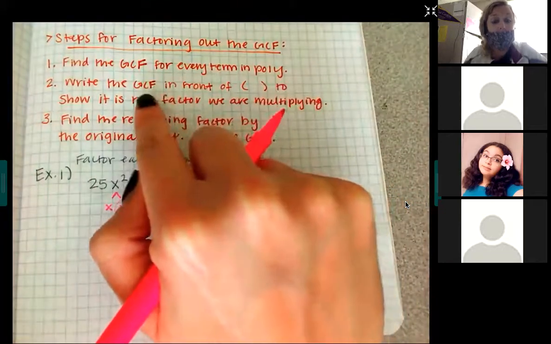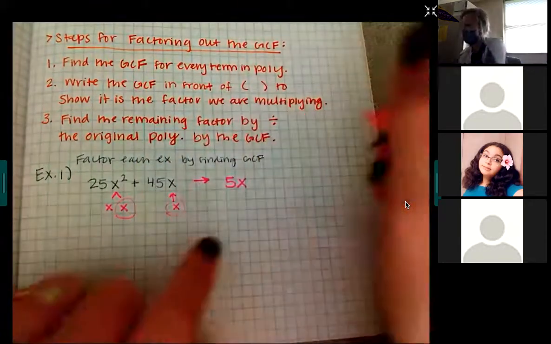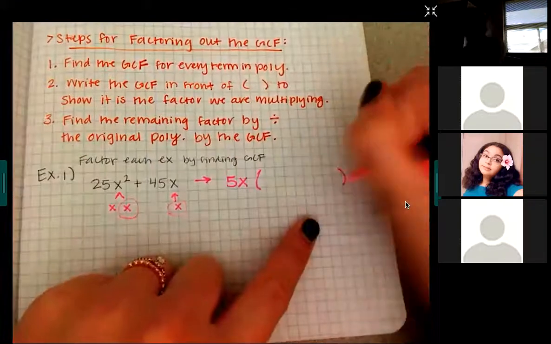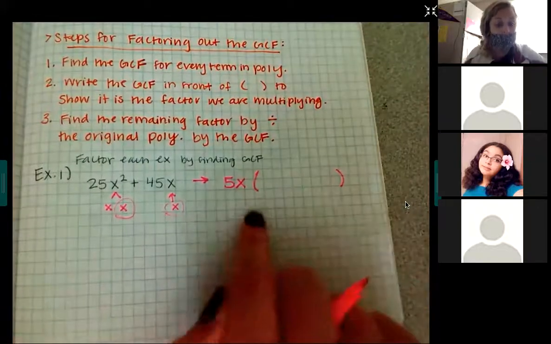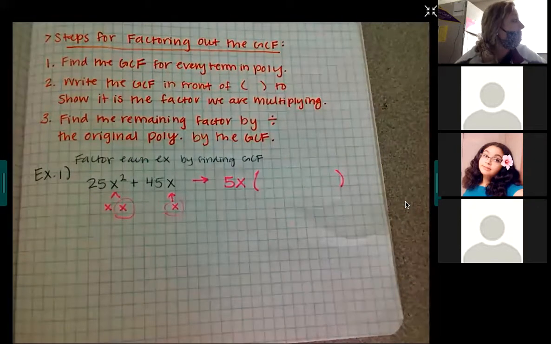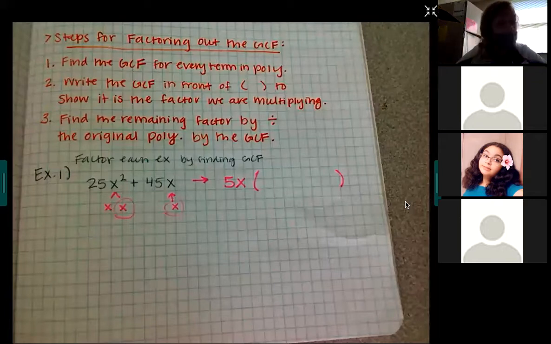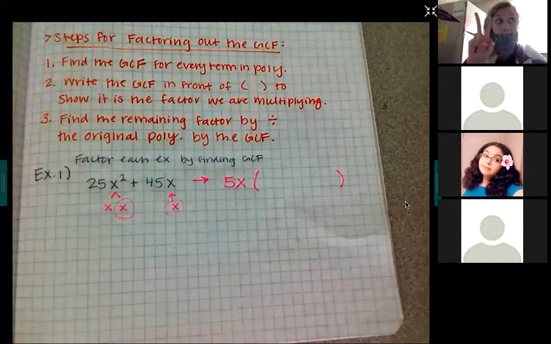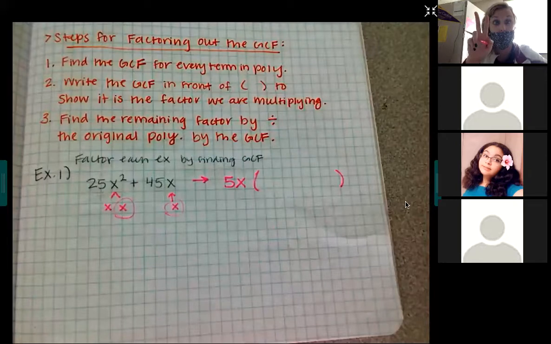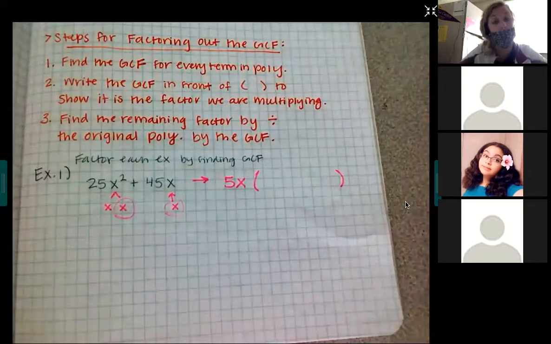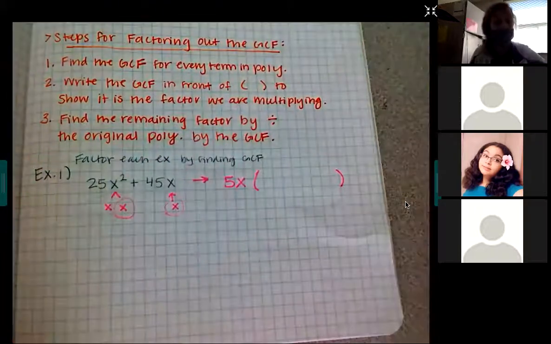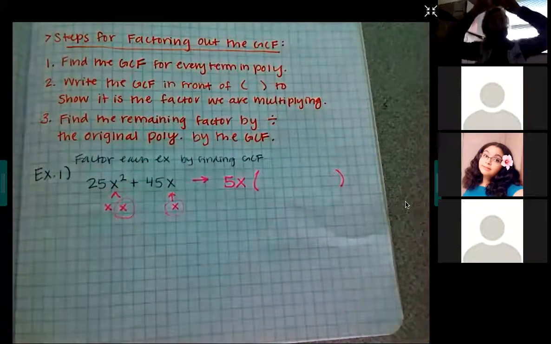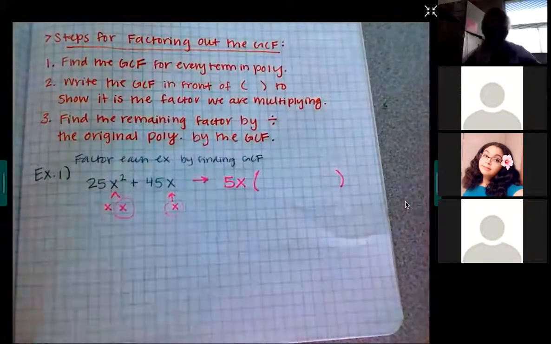So step 2 is to write it in front of parentheses because we need to show that we are multiplying. This times whatever we put on the inside, those are the 2 factors. Does that make sense why I'm putting it outside of parentheses? Because we know factors are 2 things that multiply together. We don't know what we're putting in parentheses. We're on step 2. Put the GCF outside of parentheses to show that you are multiplying. Because one more time, when we factor, we're finding the 2 things that can multiply together to give us what we started with.